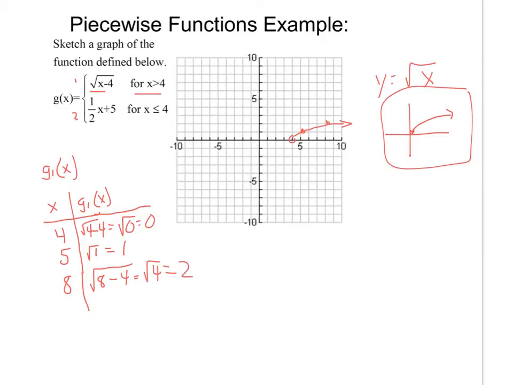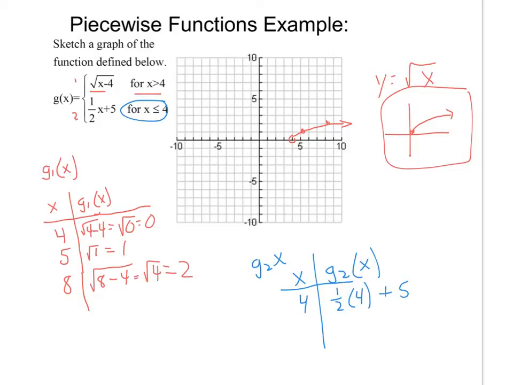Now G2 of x is this line. So I have G2 of x, and so I have an x value and a corresponding y value. And since it's 1/2 x plus 5, I'm going to pick numbers less than or equal to 4 that are going to be even, so when I take half of them, it gives me a nice neat value back out. Now I'm going to make sure I catch 4 in there, so I'm going to start with 4. I'd have 1/2 of 4, which is 2, plus 5 is 7.